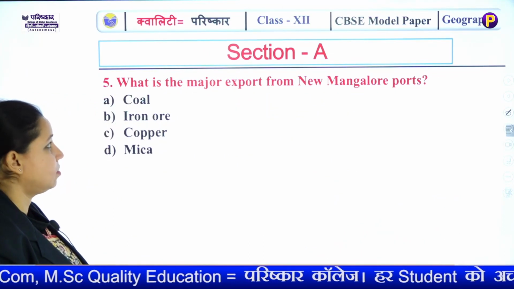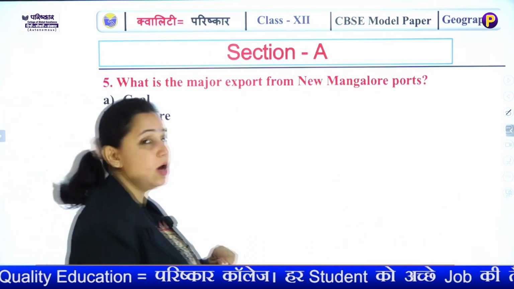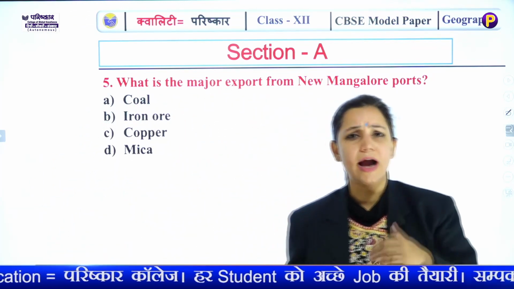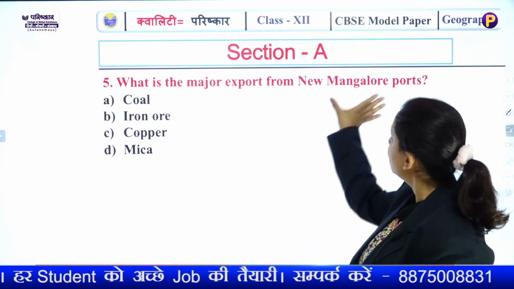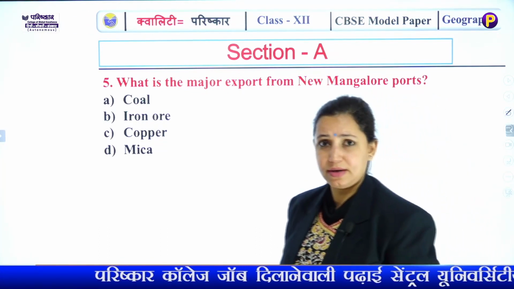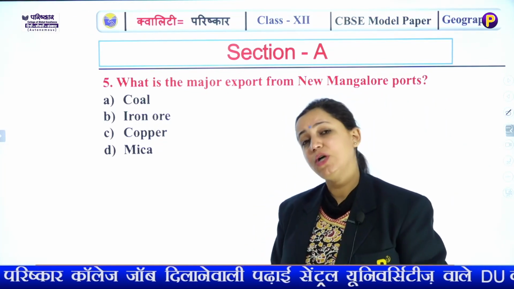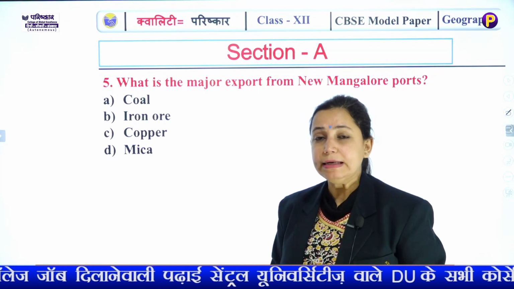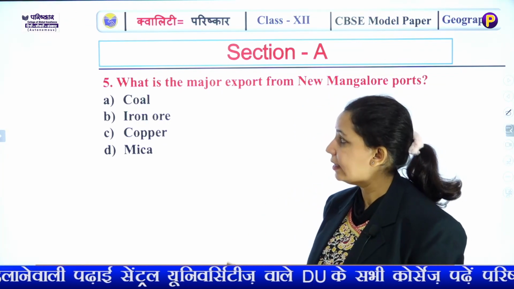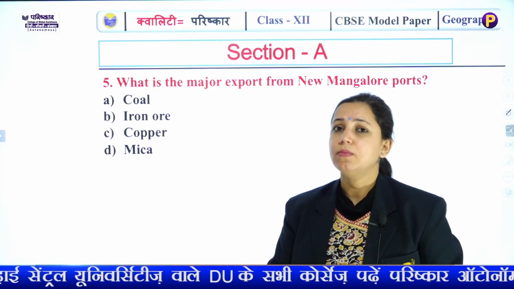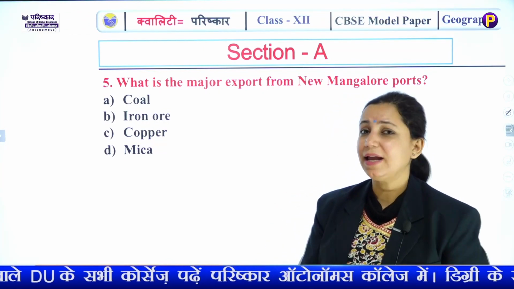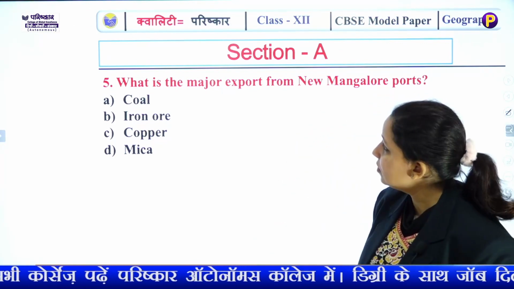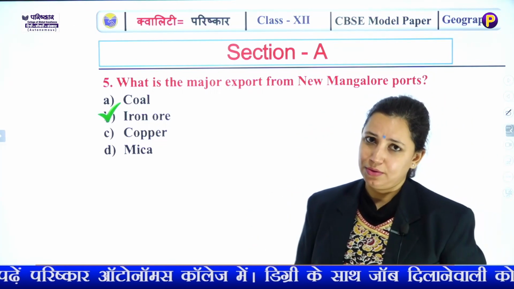What is a major export from New Mangalore port? Now again it is a kind of general awareness question. So you should know New Mangalore is a port in Karnataka. Now what is the major item of export it deals with? You know, there is a famous Kudremukh iron ore field in Karnataka. So mainly New Mangalore port deals with the export of iron ore.